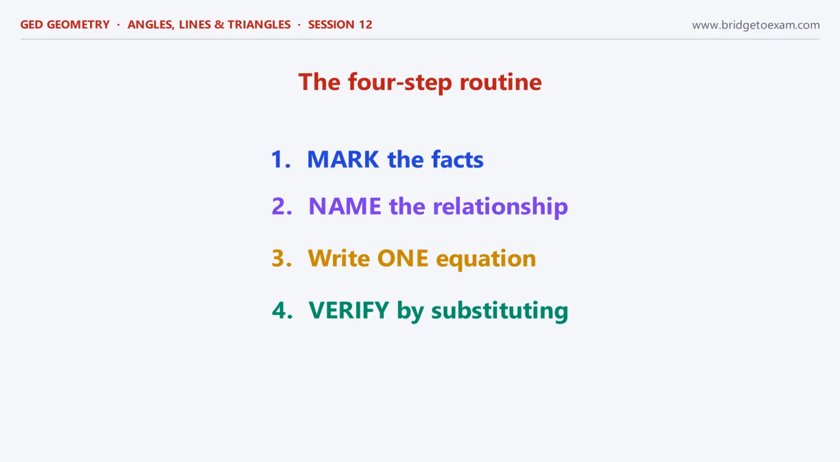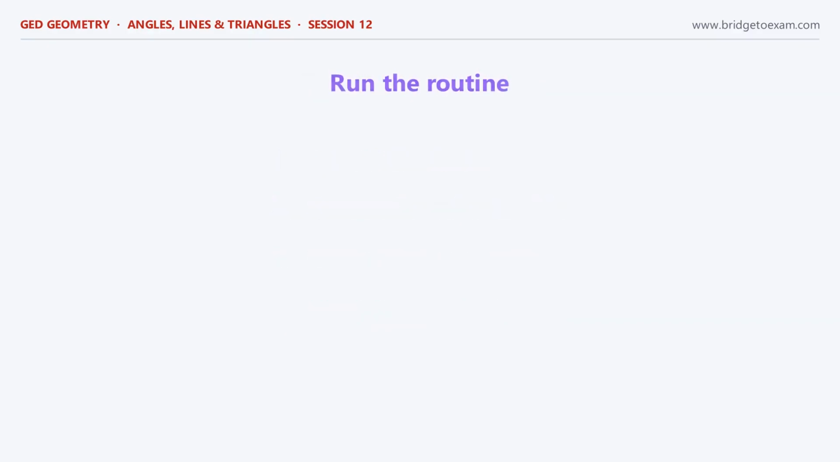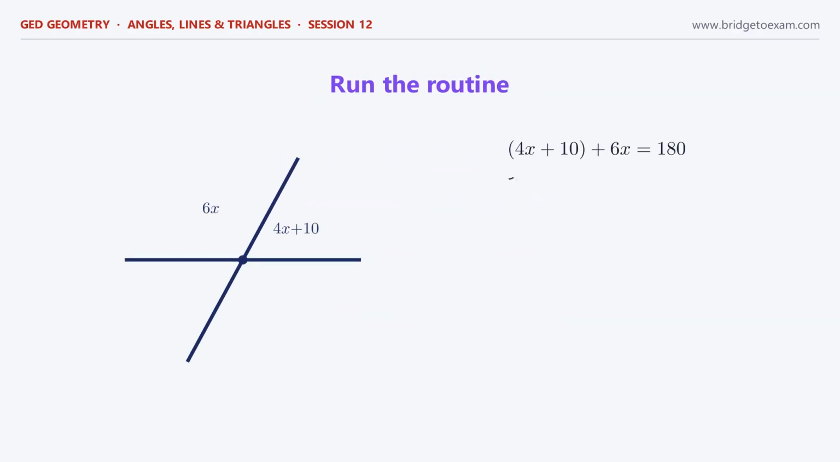Step 2. Name the relationship. Is this a right angle, a straight line, a crossing, parallel lines, a triangle, or an isosceles triangle? Step 3. Write one equation using the total or the equality you just named. Step 4. Verify. Substitute your answer back and check that the sum or equality actually holds. Mark, name, equation, verify. Let's run the routine on a real problem.